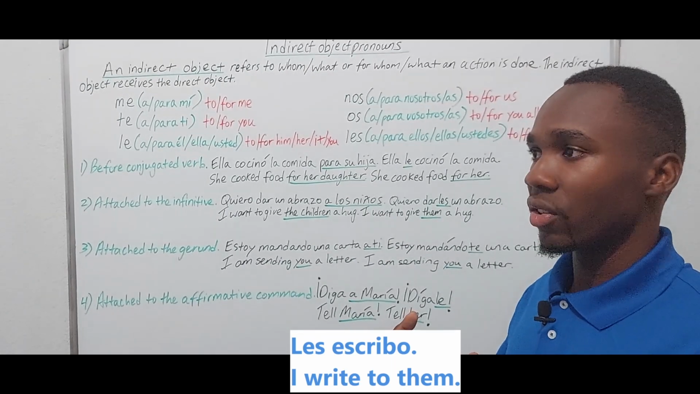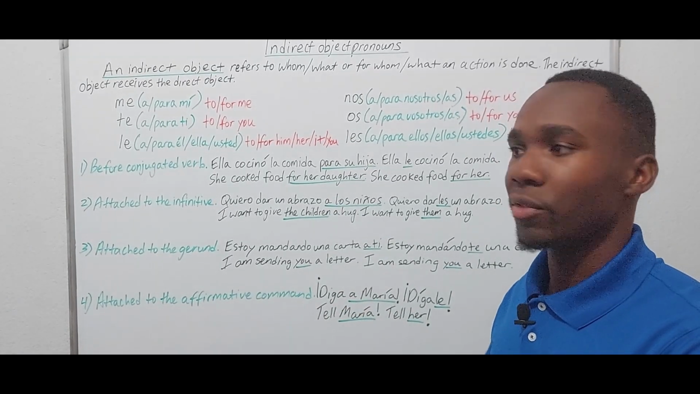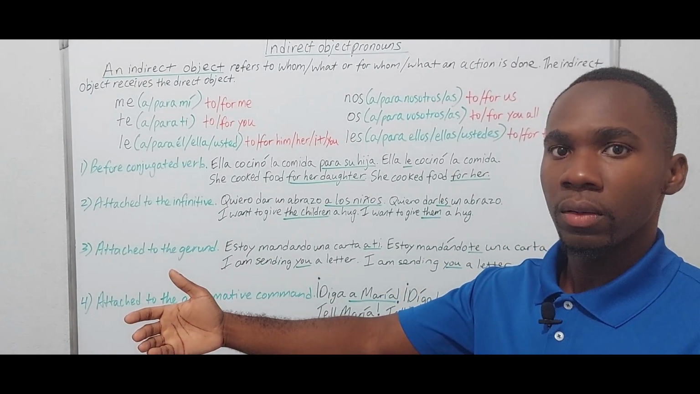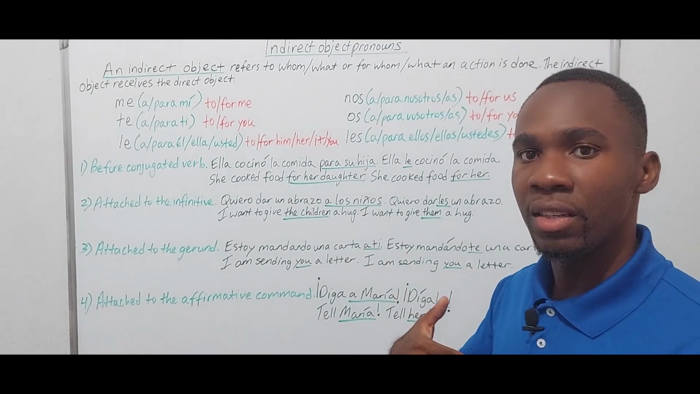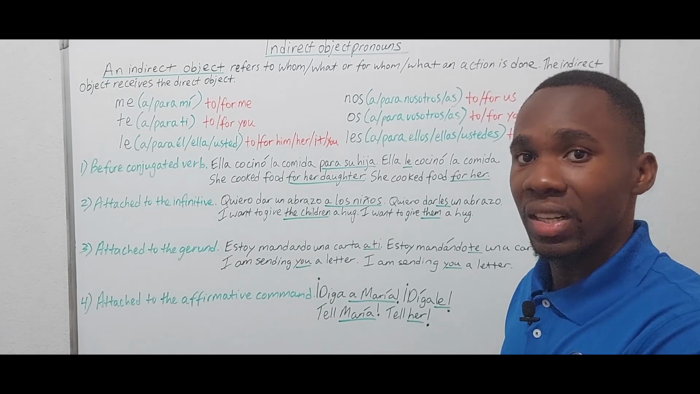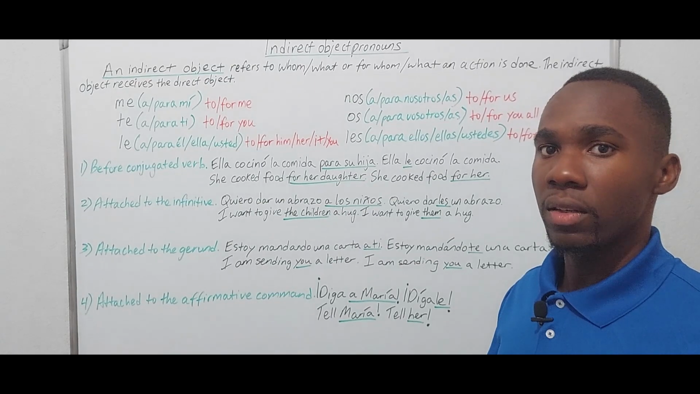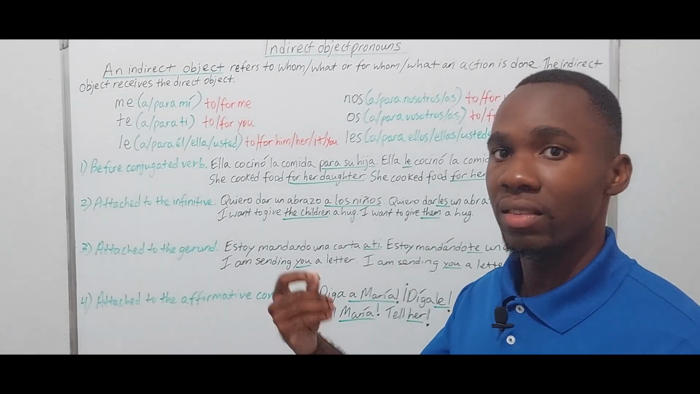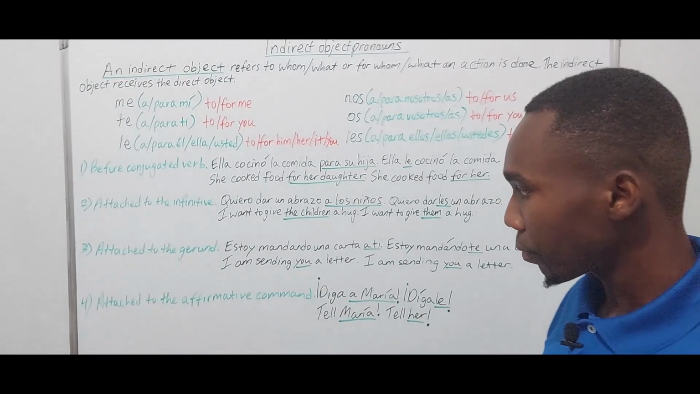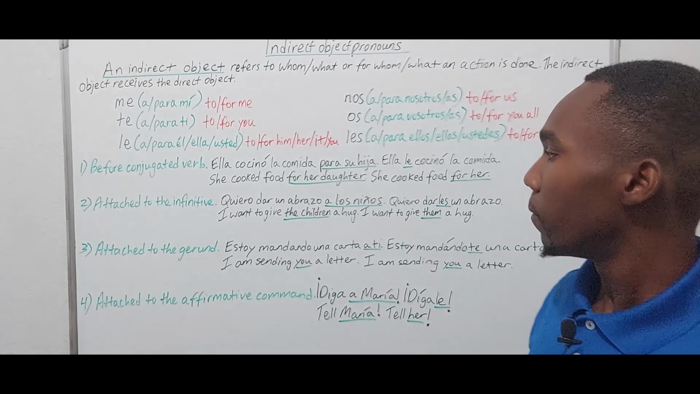Because you cannot write someone. You have to write something to someone. You understand what I'm saying? So the person has to receive whatever it is that you're writing, even though I did not state what it is that I'm writing. So that's another example, right? So it is implied that I'm writing something. So les escribo, I write to them, right? So just bear that in mind. Sometimes the direct object is going to be implied. All right.